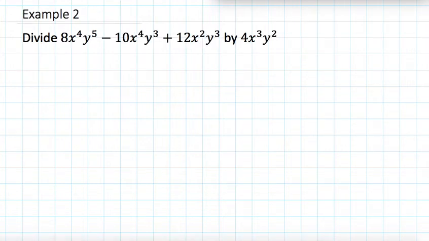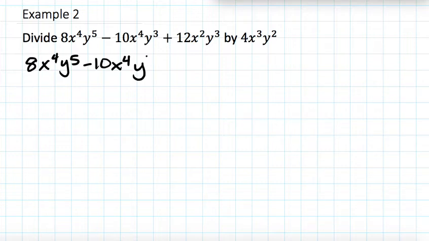Next, we're going to look at example 2. It's pretty similar to example 1. The major difference is that now I have 2 variables. So I'm going to start by writing this out. And the denominator here is 4x to the third y squared. That's what I'm dividing by.